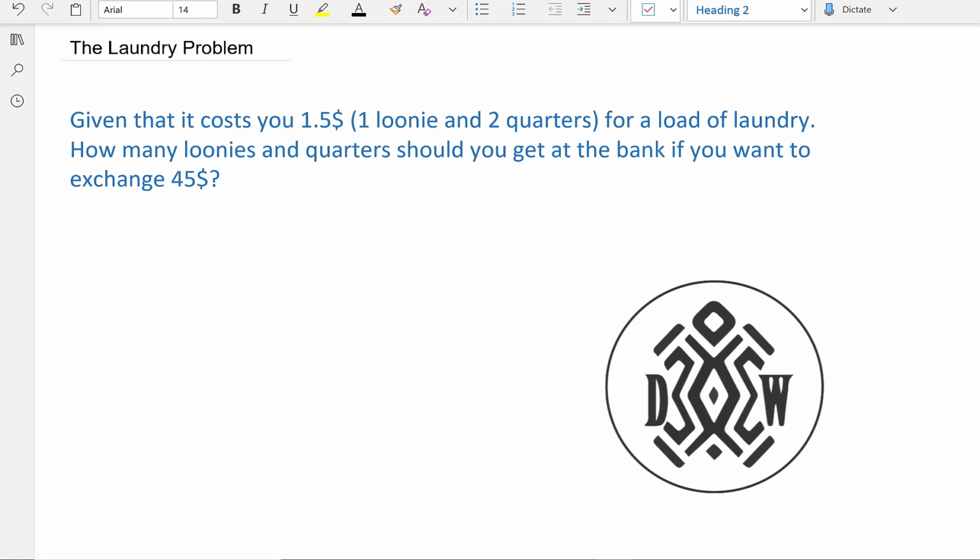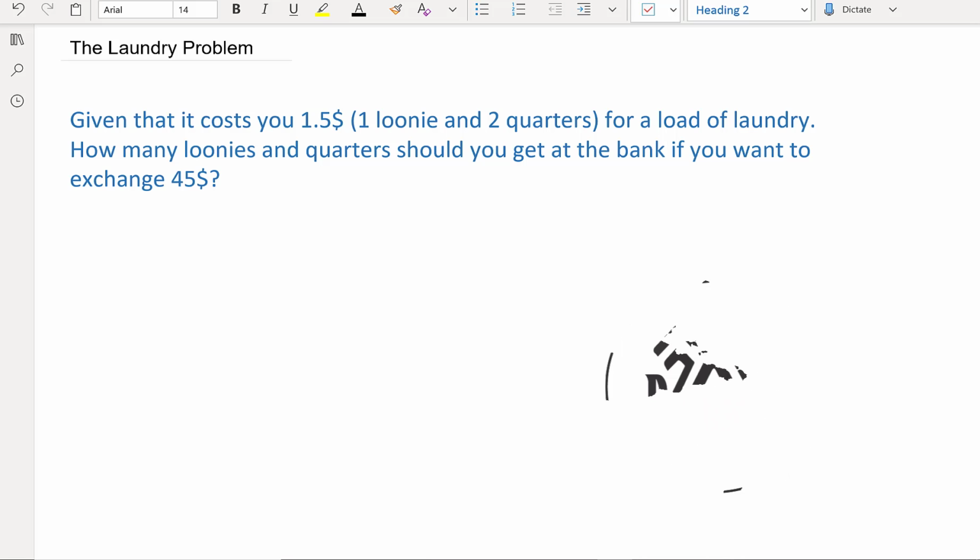Here we're going to switch things up and focus on a real world problem. And this is a personal problem for me because we have to do laundry downstairs in the building and we have to pay $1.50 for each laundry load. And today we ran out of loonies. We had a bunch of quarters, but no loonies, so we had to go to Subway and exchange money for loonies so we could finish our laundry loads.